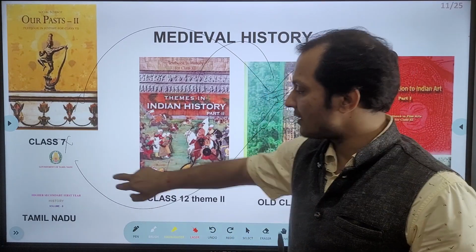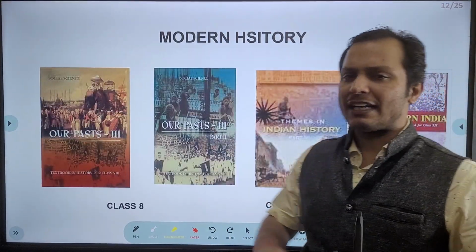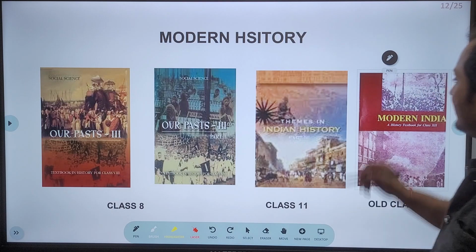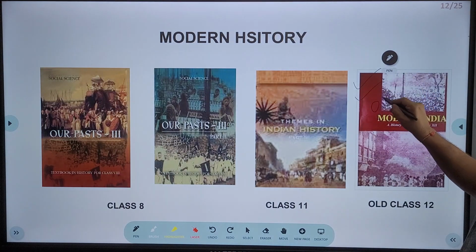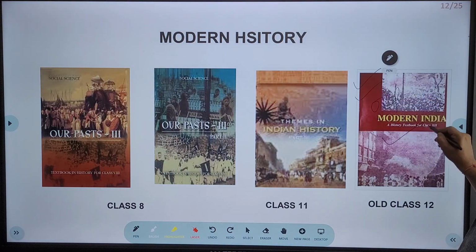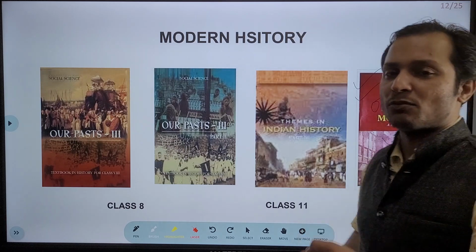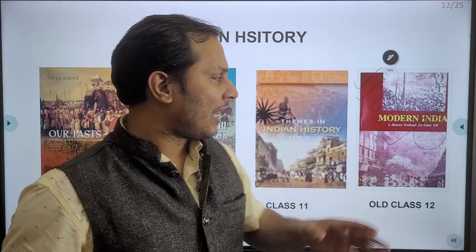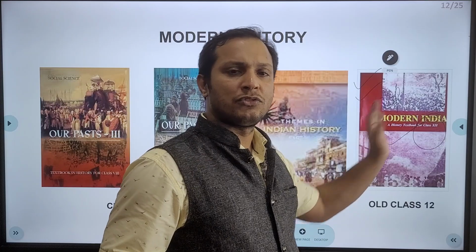Now let us come to modern India. As far as modern India is concerned, I strongly recommend that you read this book, the old NCERT by Bipin Chandra, the class 12th book. Please read this book. It is a very good book, and you can solve most of the questions using it.